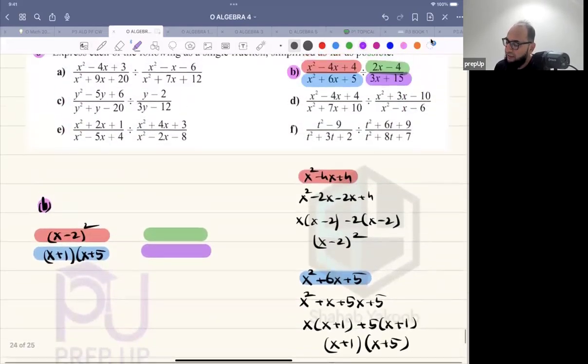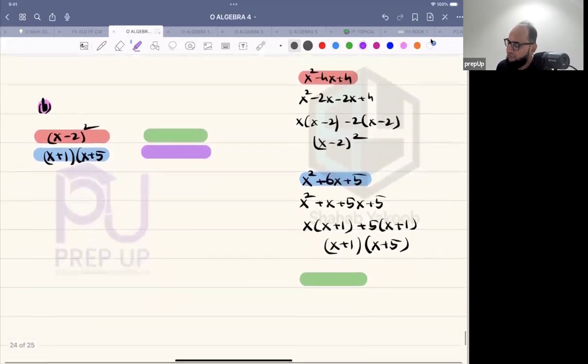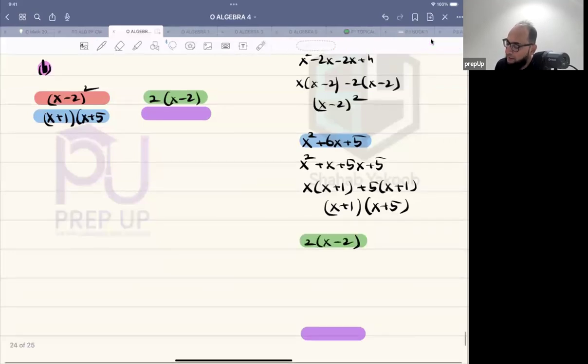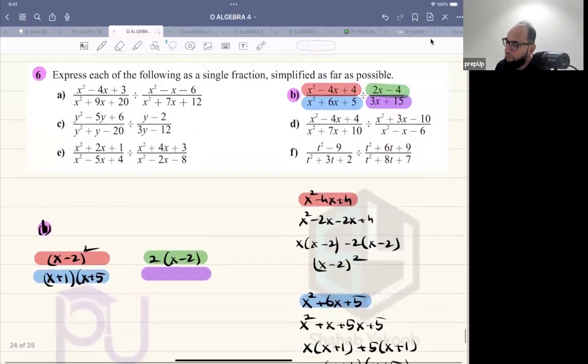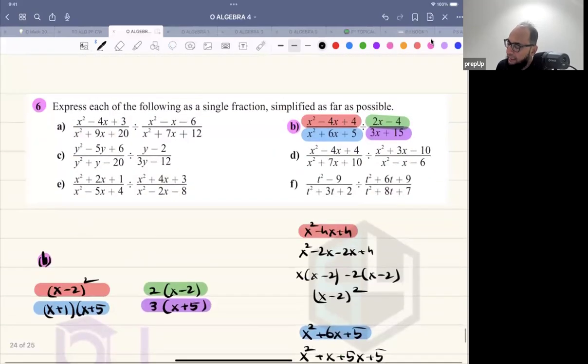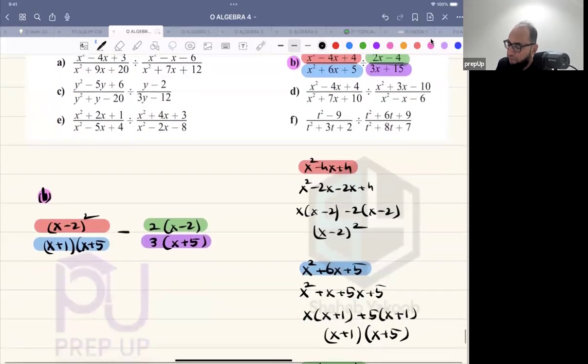So what goes in the green one? The green is 2x minus 4, nothing special as such, 2 bracket x minus 2. So this is 2 bracket x minus 2. And let me just push this thing up. And this one is 3x plus 15. Again, it's nothing, 3 bracket x plus 5. And then there is a division sign over here.